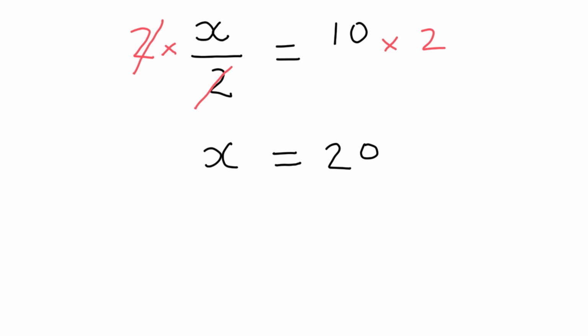Now, is that the right answer? Maybe looking at it at first, I don't know, but we can always check this by taking that 20 and plugging it back in for x in our original equation. So our original equation was x divided by 2 is equal to 10. Well, if we're saying x is 20, we can go 20 divided by 2 is equal to 10. And we know that's correct.